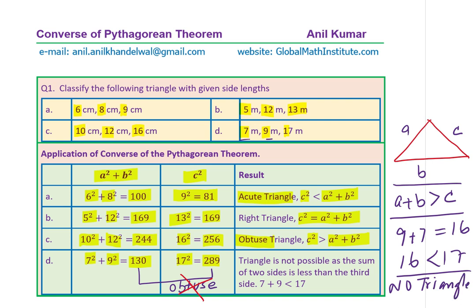So that's the reason. The triangle is not possible as the sum of two sides is less than the third side. 7 plus 9 is less than 17. And therefore, in this case, no triangle is formed. Do you see that? So the third case is a case when a triangle is not possible. And therefore, you cannot classify this as an acute, obtuse, or right angle triangle. You get the idea, correct? So this is very important. You need to look into all these aspects while solving such a question.